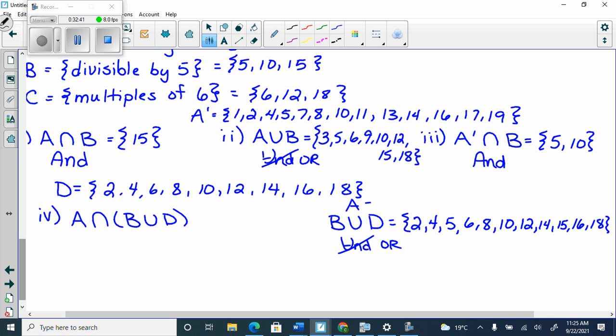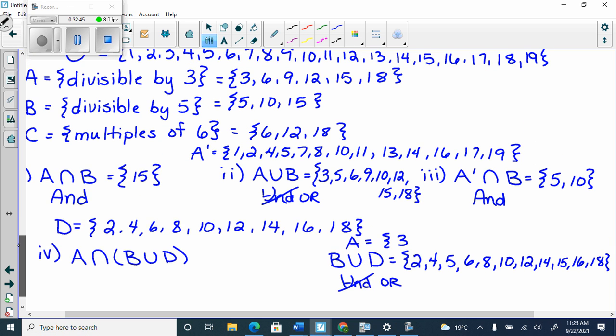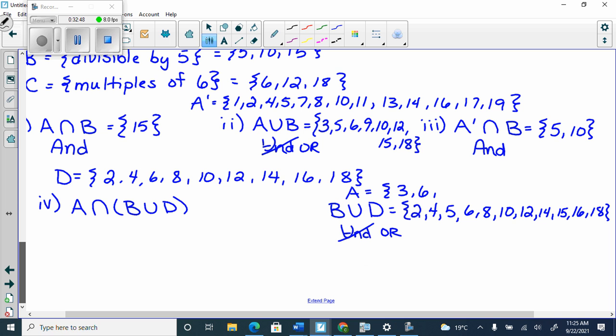A has 3, 6, 9, 12, 15, 18, right? And I list them on top of each other because I want what's in A. What's the symbol? And B or D. So how do I do it? I find B or D first, write A on top of it. Now I want the elements that are in A and B or D.